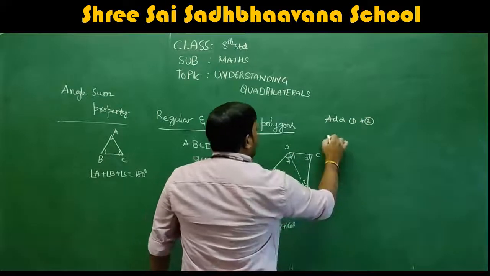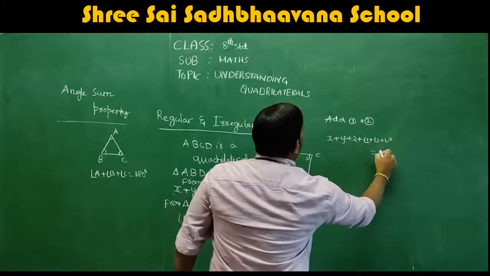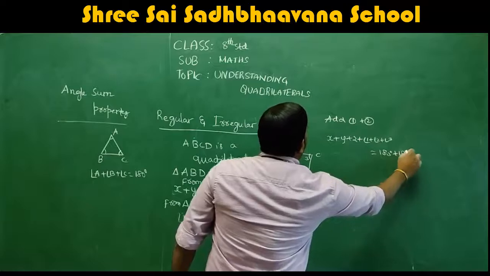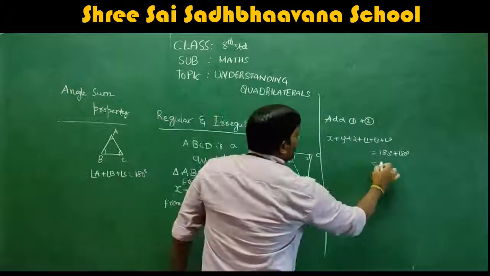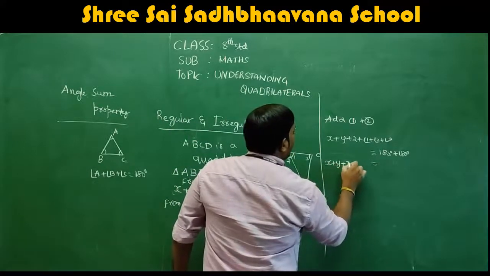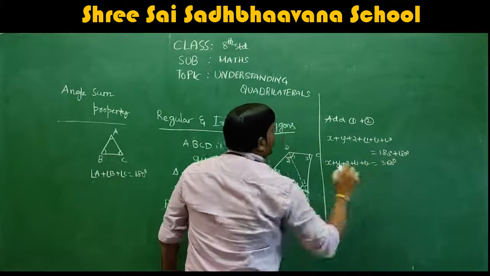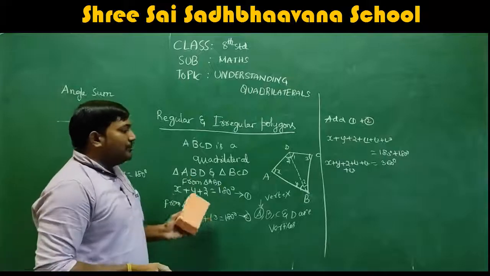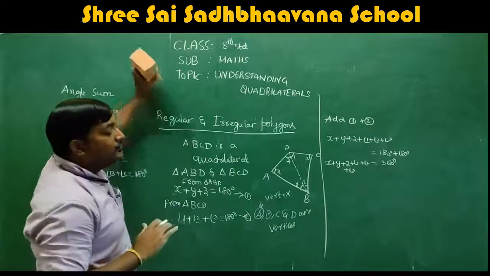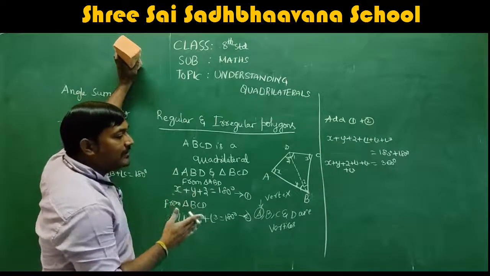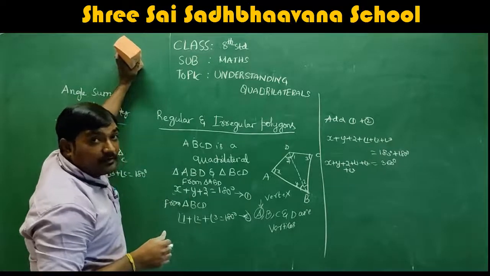So what do you get? X plus Y plus Z plus angle 1 plus angle 2 plus angle 3 is equal to 180 degrees plus 180 degrees, which is 360. So what did we prove? We proved the sum of the angles of the quadrilateral is 360. How? Because we found the angles of triangle ABD and the angles of triangle BCD, and we added both.